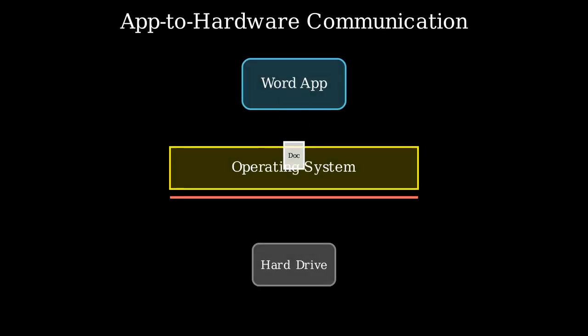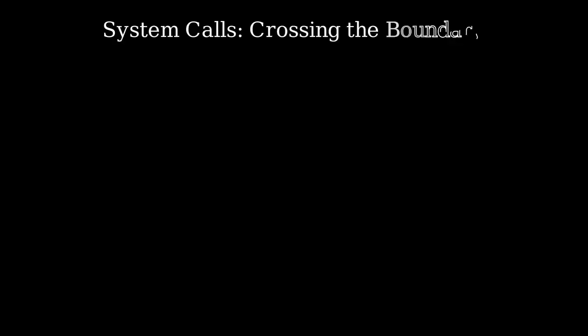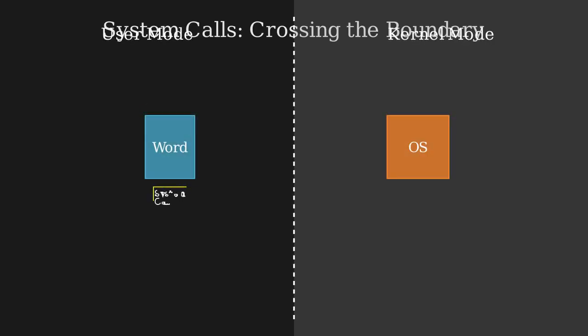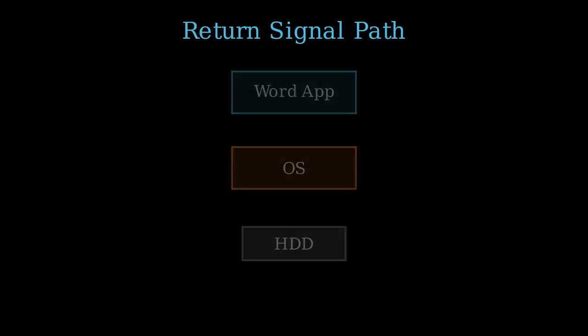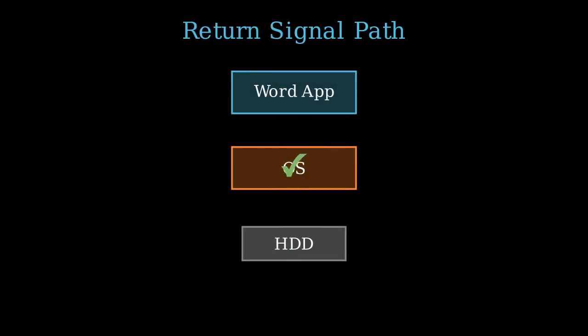When you hit save in a word processor, the app doesn't know how to spin the hard drive. Instead, it makes a system call, switching from user mode to kernel mode, basically handing the keys to the OS. The OS checks if you have permission, finds free space using its file system map, and translates "save this" into electrical signals for the disk. Once the hardware finishes the job, the OS hands control back to your app, saying "done."